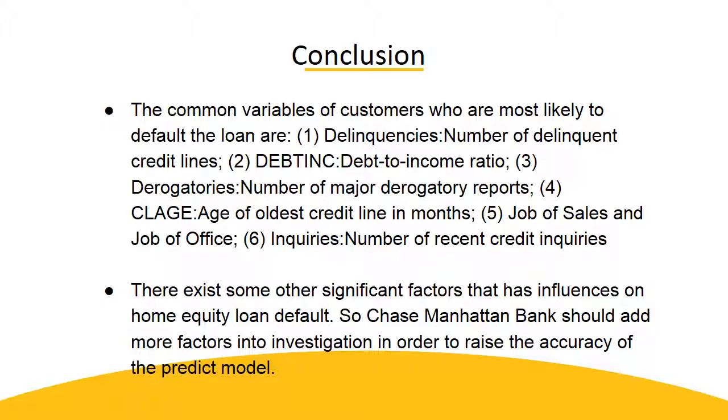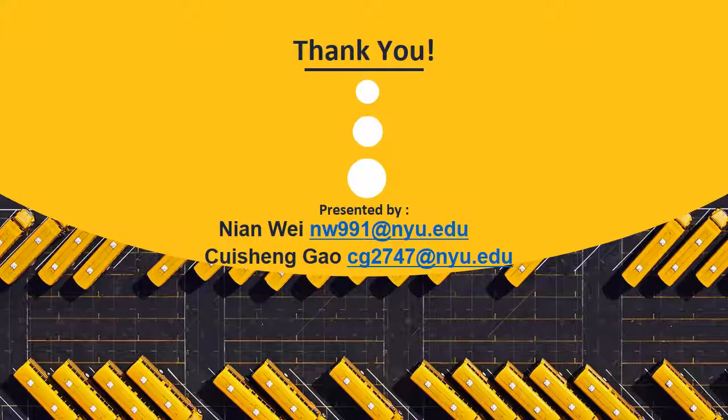But there exist some other significant factors that influence home equity loan default, as I mentioned, since the intercept also has a very low p-value. So Chase Manhattan Bank should add more factors into their investigation in order to raise the accuracy of the predict model. As I mentioned before, the predict model's accuracy rate is 92.35%. It is high, but there is still space to improve. This is our report. Thank you.